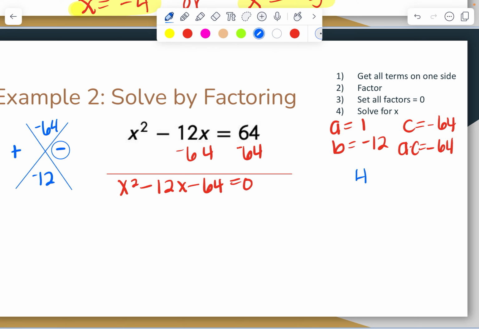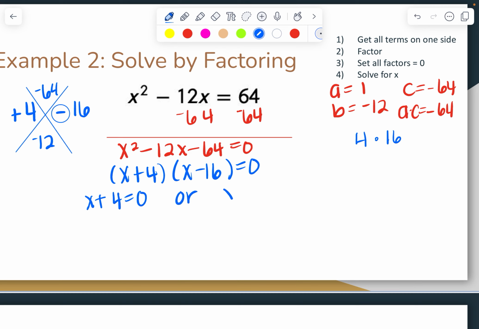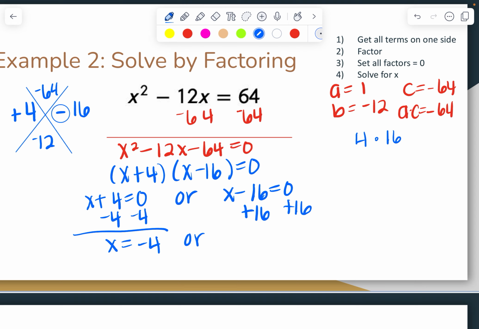Those two factors are 4 and 16. We said the bigger factor has to be negative, so negative 16 and positive 4. So x plus 4 times x take away 16 is 0. So either x plus 4 is 0, or x take away 16 is 0. And then solving these equations, we get x is negative 4, or x is positive 16.